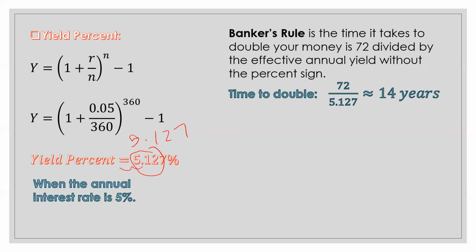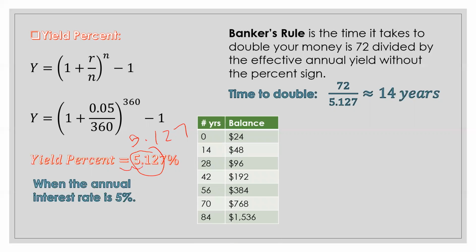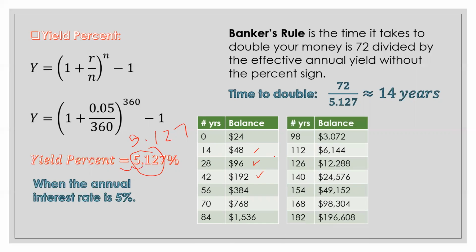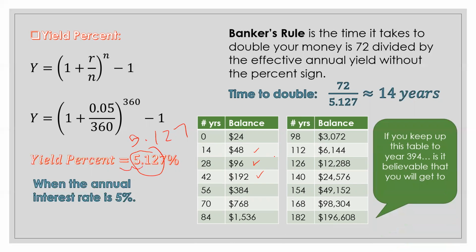So let's take a look at that scenario where you start with the $24 at the beginning. After 14 years, you'll get 48. And then after another 14 years, you'll be at 96. And then after another 14 years, you'll be at 192. And if you continue this table, do you think it is believable that you'll get to that number, the $8.6 billion that we calculated before? Pause the video and try and see.